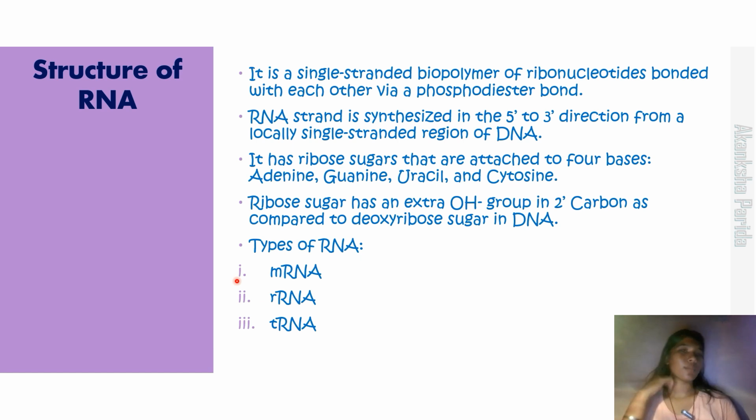Now let's talk about the structure of RNA. It is a single-stranded biopolymer of ribonucleotides that are bonded with each other through phosphodiester bonds. The RNA strand is synthesized in the 5' to 3' direction from a locally single-stranded region of DNA. It has ribose sugar that is attached to four bases: adenine, guanine, uracil, and cytosine. Ribose sugar has an extra hydroxyl group at the 2 carbon position.